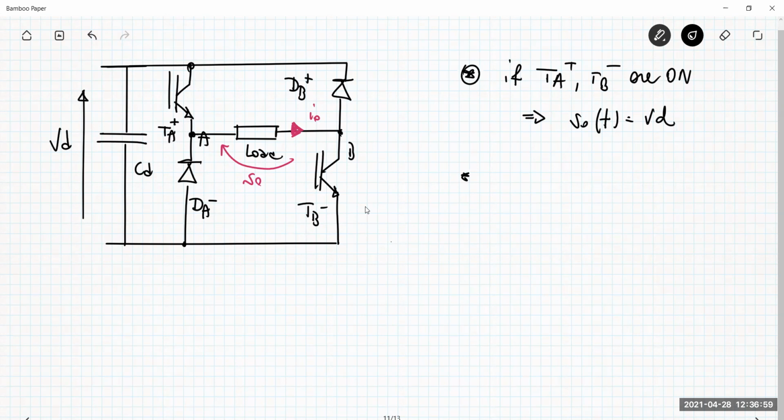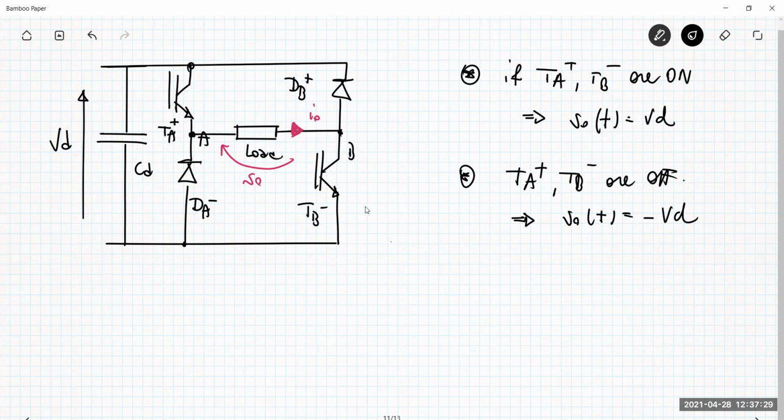What about if the TA plus and TB minus are both off? In that situation, the current can only flow through the diodes dA minus and dB plus, and so this means that my voltage V0 is negative VD. So as you can see, I can get a bidirectional voltage. The current is only flowing in one direction, the positive one. The voltage can be bidirectional.